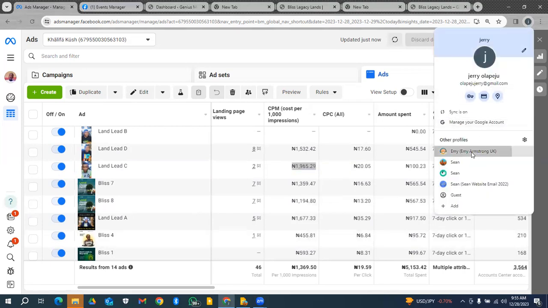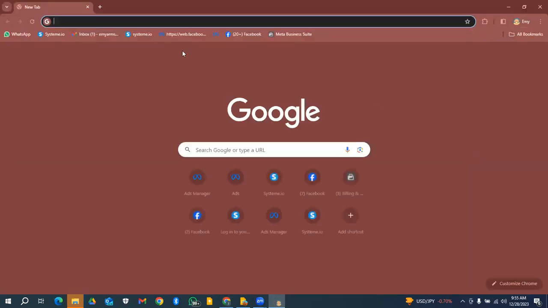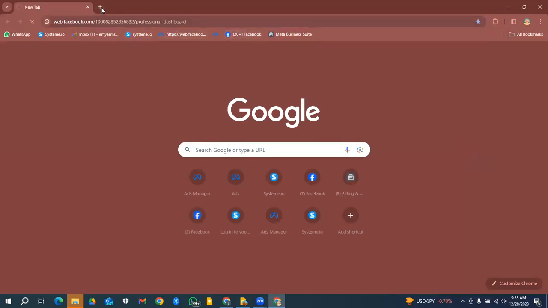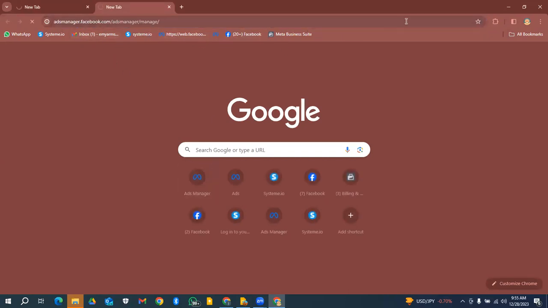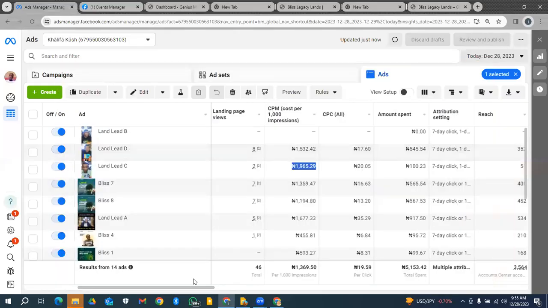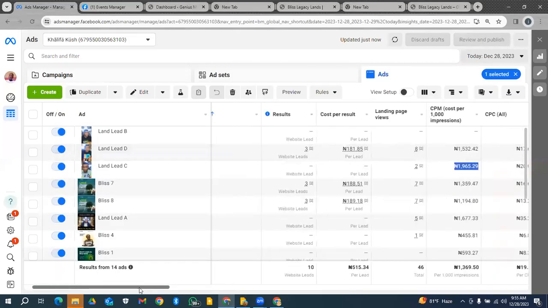If your ad is doing really, really well, you're going to be getting very, very cheap cost per click, as low as 3 naira, 2 naira, and the likes, right? So those are something you pray for, you test for, you work forward, you look forward to. All right.